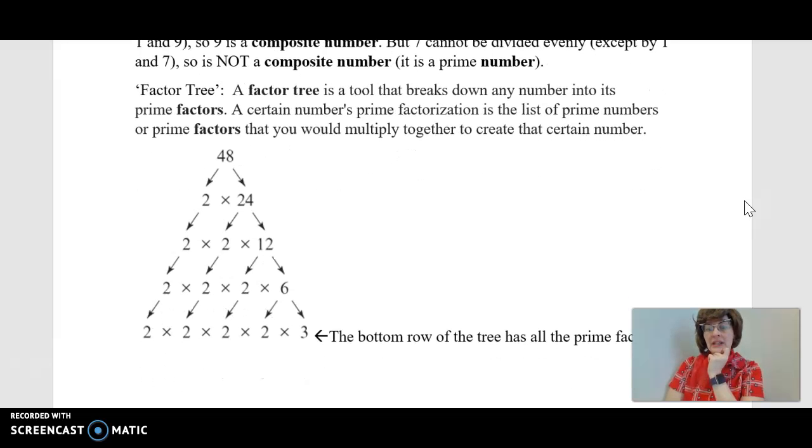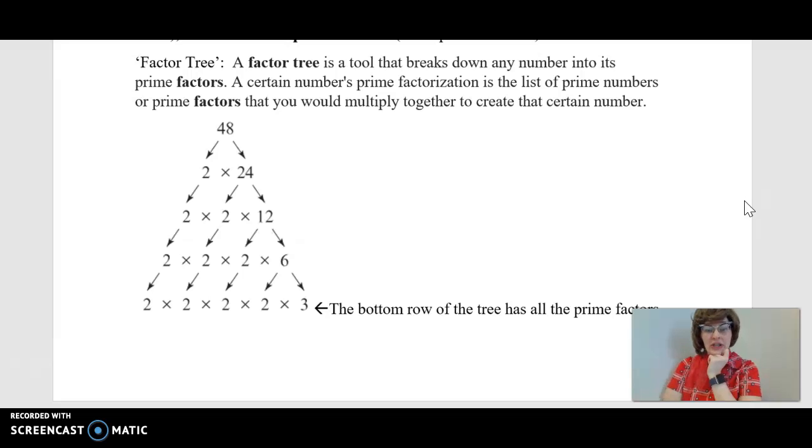You will often see this used with things like factor trees. I have seen a couple places that call them factor fireworks, but honestly, factor tree is probably the one that you're going to see the most often. A factor tree is a tool that breaks down any number into its prime factors. A number's prime factorization is the list of prime numbers, or prime factors, that you would multiply together to get that number. Here we have an example of the number 48.